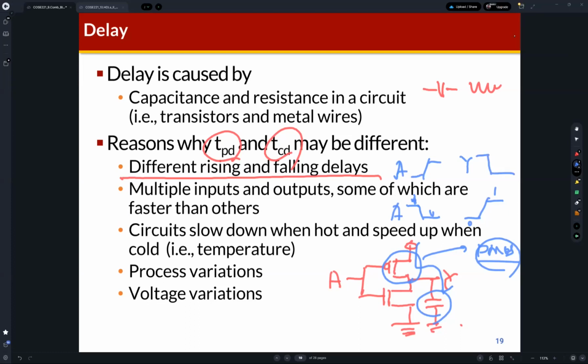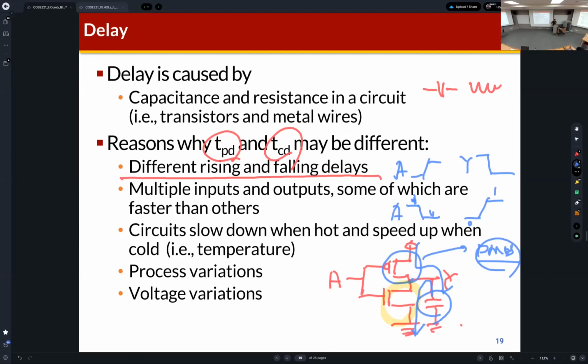And then the other behavior: if A is changed from 0 to 1, then Y is changed from 1 to 0. So in this case, this NMOS transistor is activated, which means that Y is connected to the ground. So the electric charge stored in this capacitor is just dissipated to ground. Okay, it's moved to the ground. So this behavior is determined by the NMOS transistor.